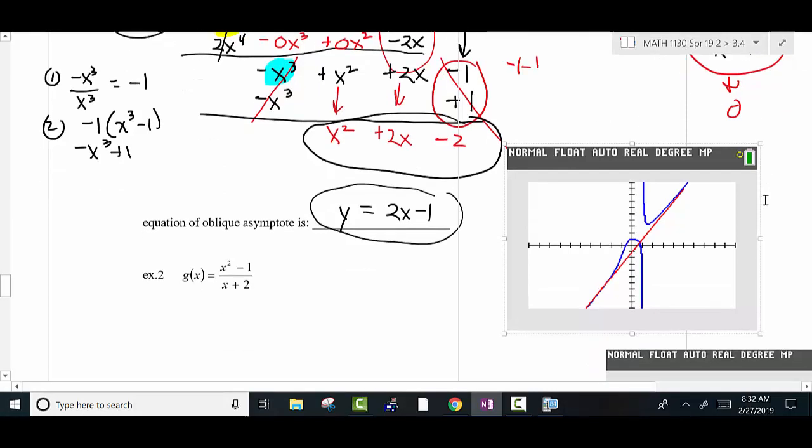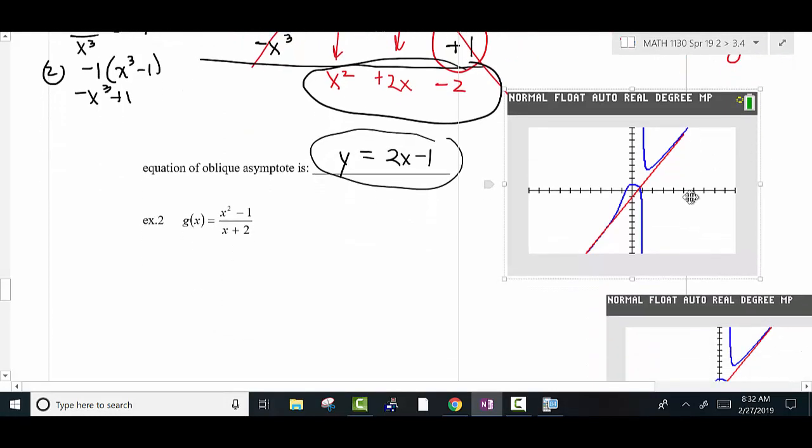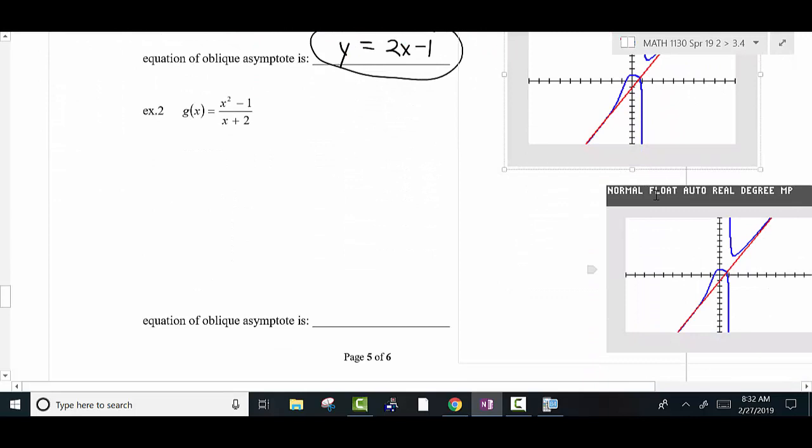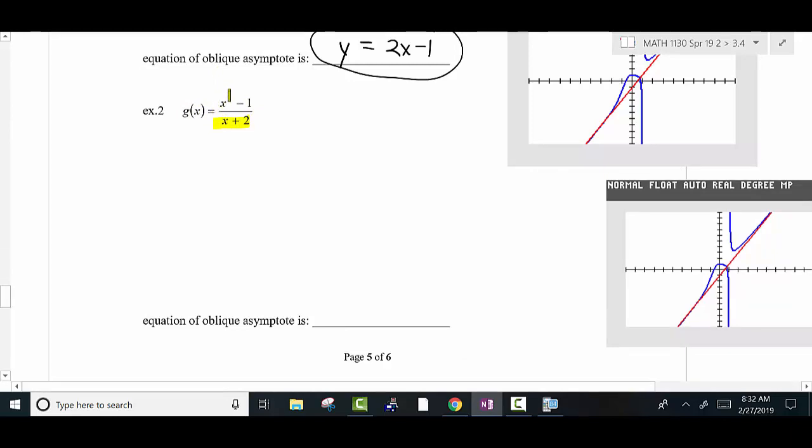Okay, so let's look at the next one. First of all, there's an oblique asymptote because the degree of the top is 1 bigger than the bottom. Everybody with me there? Can you do this one by synthetic division? Yeah, because it's x plus 2. So this one we're just going to do by synthetic division. If you can do it, then by all means do it.